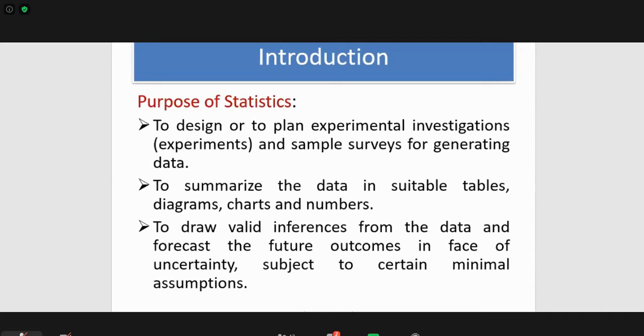We summarize the data in different ways. One of the ways is we summarize them in the form of tables or diagrams or charts or certain numbers. Once you have data with you, we need to extract the information from that. By extracting the information, we mean that we need to interpret the data, whatever information the data contains. To draw valid inferences from the data and forecast the future outcomes in face of uncertainty, we have to subject it to certain minimal assumptions.